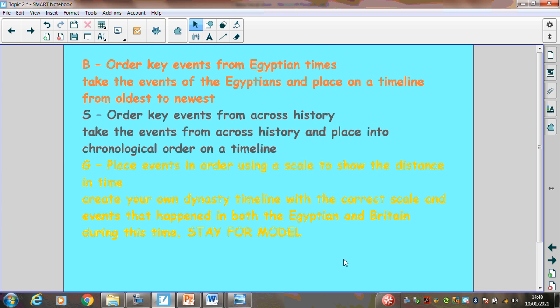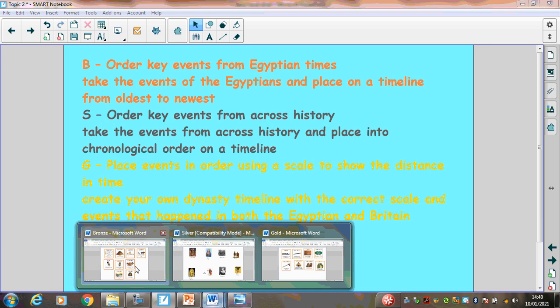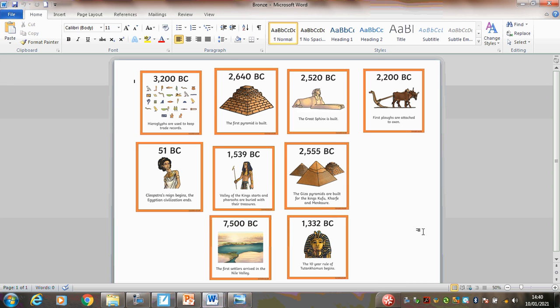Okay, so I'm going to go on to the tasks now. So for bronze, you're going to order key events from Egyptian times and place them on a timeline from oldest to newest. I'm going to go through each activity step by step. So bronze, this is what you are going to use as your task.